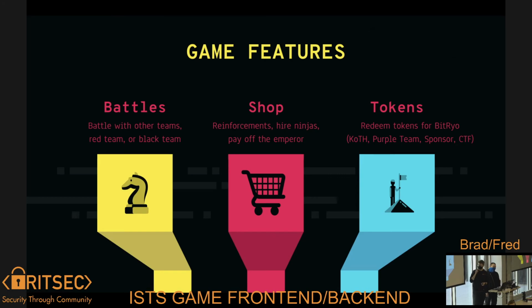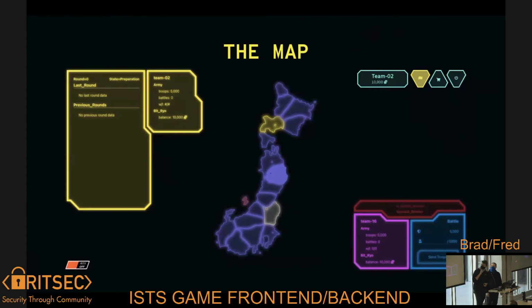And then also on all the boxes, there were tokens. So purple team tokens, Koth tokens, and sponsors could give out tokens as well. And those could be redeemed in the shop for currency. So this is what the map looked like.